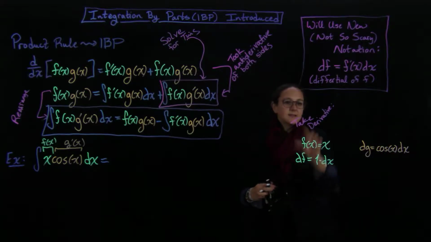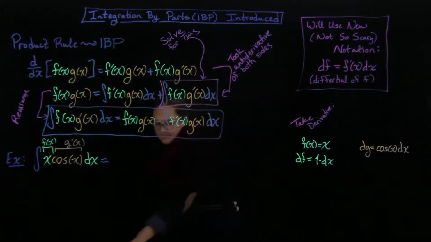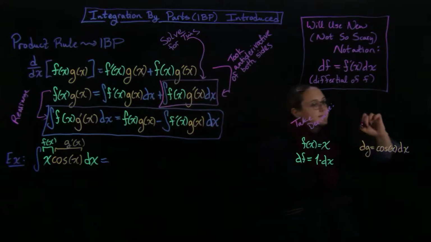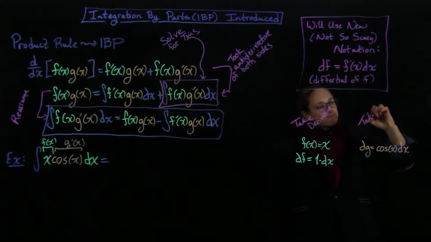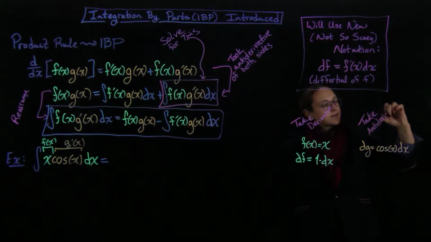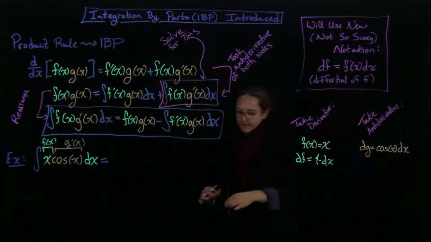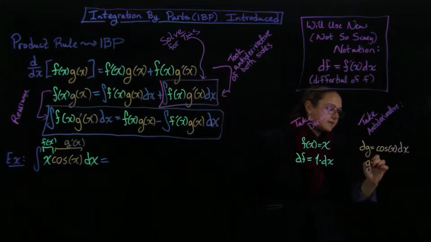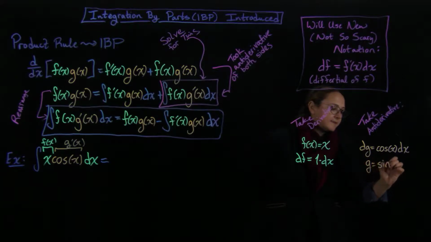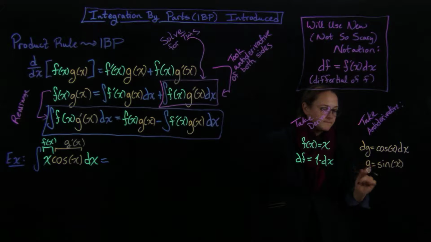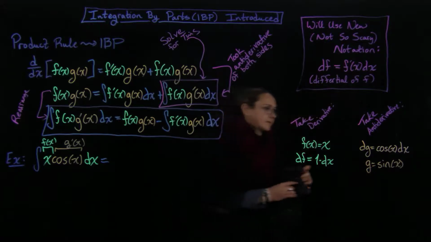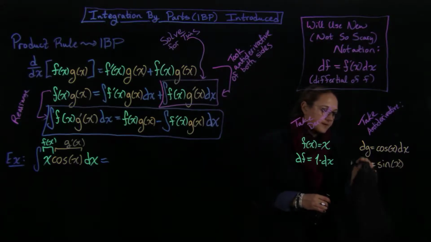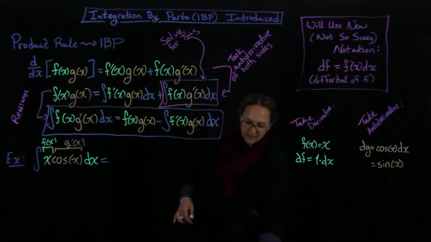And then on this side, for that one I want to take the derivative. This one I'm going to do the opposite. I'm going to take the antiderivative. And what do I get there? Well, the antiderivative of cosine of x is just sine of x. And let me write this how I'm going to want that written, which is g of x.